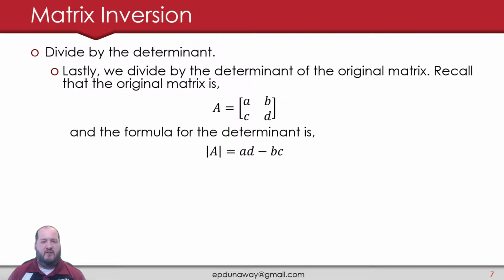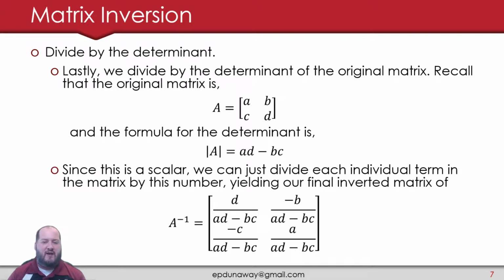But just recall that the determinant of a 2 by 2 matrix is just A times D minus B times C in this case. So it's a very straightforward one, and that number is a scalar. So I just divide each element of the matrix by that scalar, and that gives me my final inverted matrix. The first element is D over AD minus BC, then negative B over AD minus BC, negative C over AD minus BC, and then A over AD minus BC. And that is my inverted matrix right there. And that's all there is to it for calculating it. Now I say all there is to it, it's actually quite complicated, but it works.